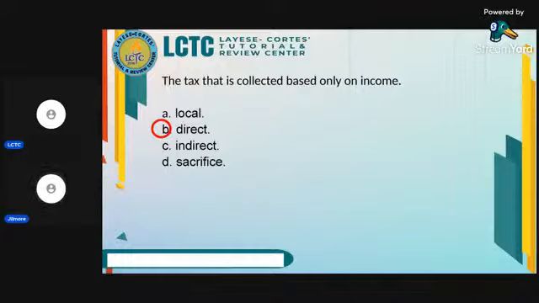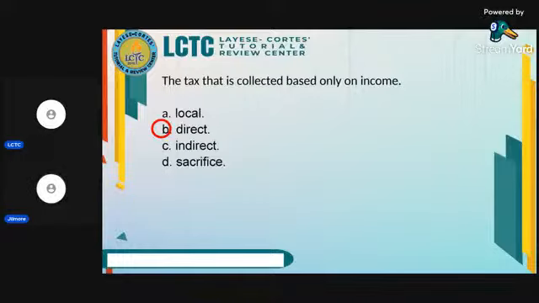Examples of indirect taxes: customs duty tax, excise tax, value-added tax, sales tax. Indirect taxes are levied on particular economic activities, for example, buying of commodities such as cell phones, luxury items, cars. If it is levied directly on people, that's direct tax. If levied on a particular economic activity, like buying or importing, that's indirect tax. Example, again, take down notes.